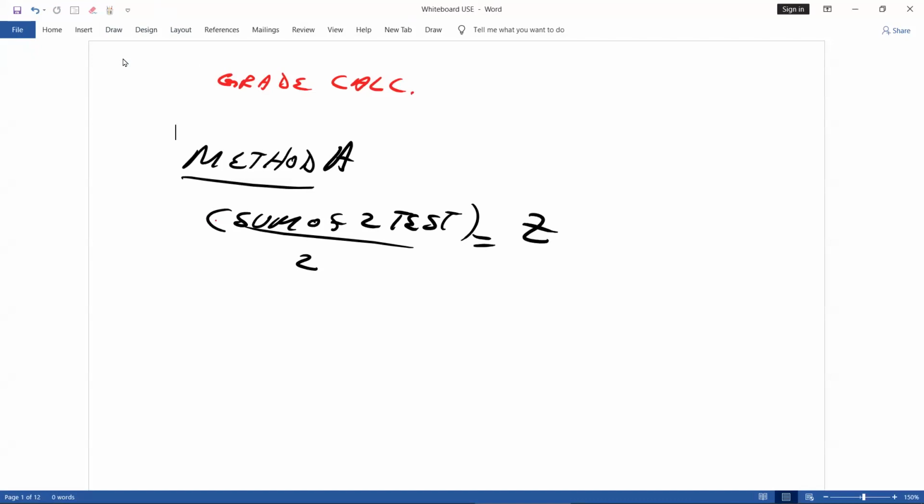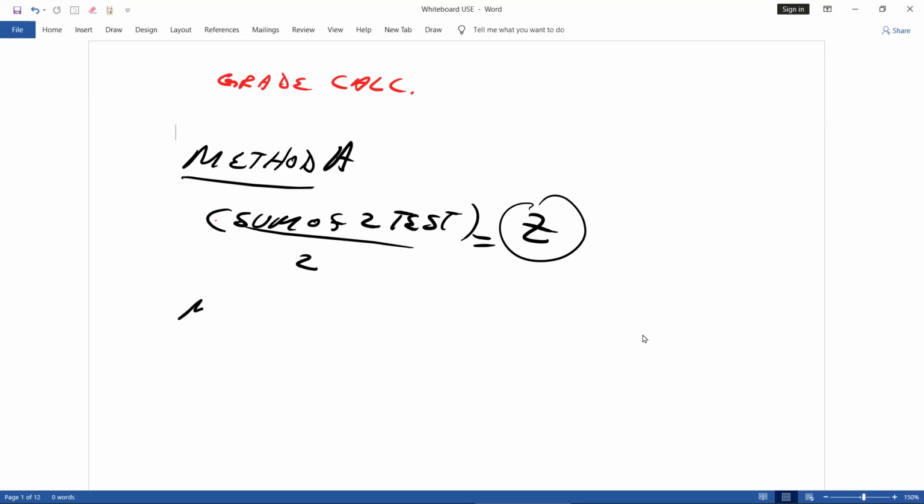All right, one method is take your two tests, add them together. You'll get a number Z. If this number Z is 90 and above, and this is in my syllabus, you're getting an A. If that number is 80 to 89, you're getting a B. If it's 70 to 79, C; 60 to 69, D; and 59 or less, you're getting an F.